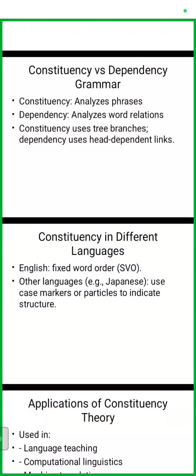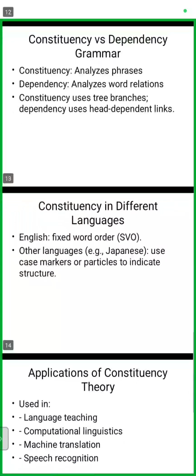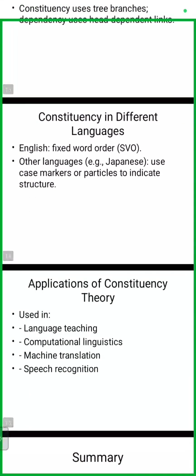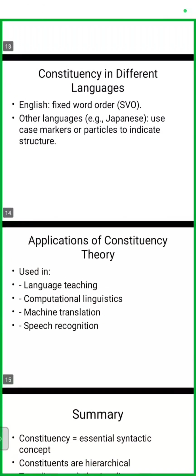Next, constituency versus dependency grammar. Constituency analyzes phrases. Dependency analyzes word relations. Constituency uses tree branches. Dependency uses head-dependent links. Constituency in different languages. English has fixed word order, SVO. You guys already know what SVO is. Other languages, for example Japanese, use case markers or particles to indicate structure.